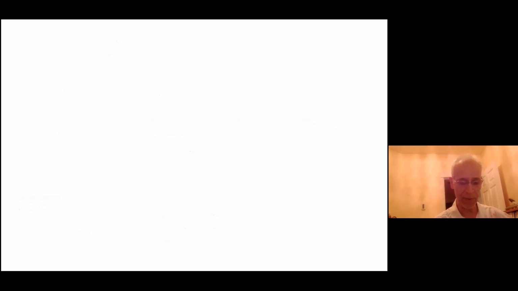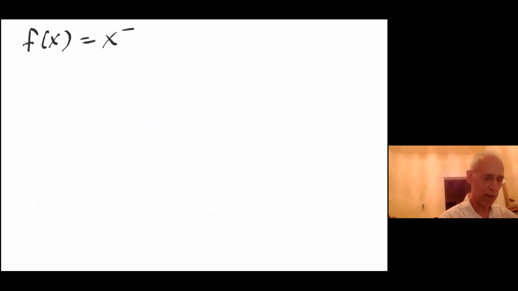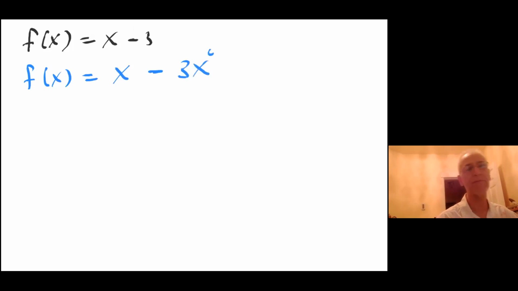Let's do some examples. Suppose I have f of x equals x to the power of 1, and let's say I have a -3 here. You can think of this as f of x equals x minus 3x to the power of 0. So what is capital F of x? What is the antiderivative of the function?